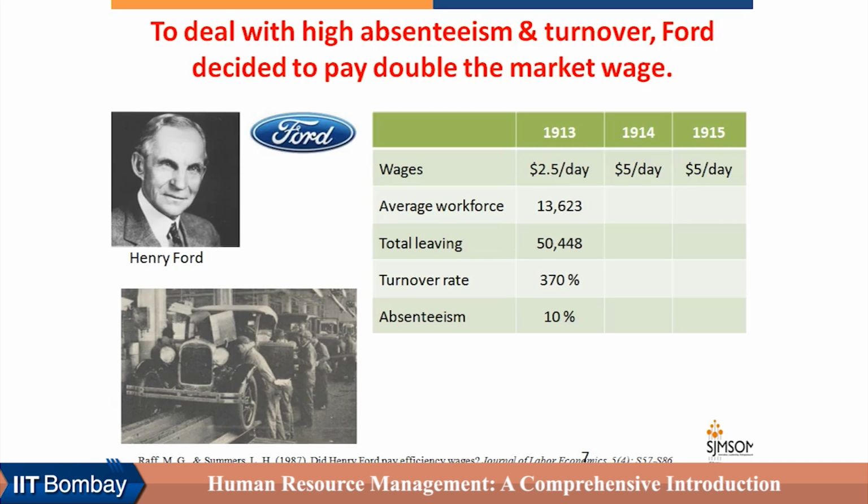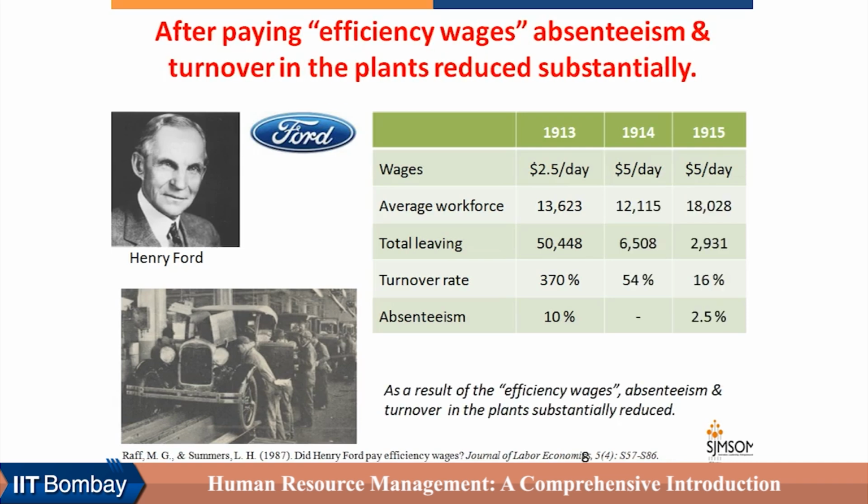On an average, 10% of people on the shop floor used to be absent every day. Come next year, 1914, Ford increased the pay from $2.50 to $5 per day, and there was a phenomenal change in all the parameters. The average workforce decreased to 12,115. The total number of leavers fell drastically from 50,000 plus to about 6,500, and employee turnover decreased from 370% to 54%, which means people were not at all keen to leave the company.